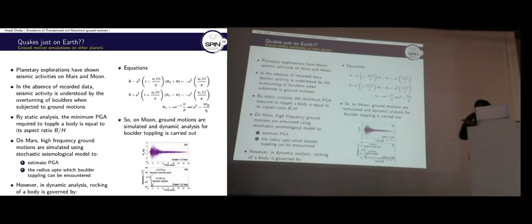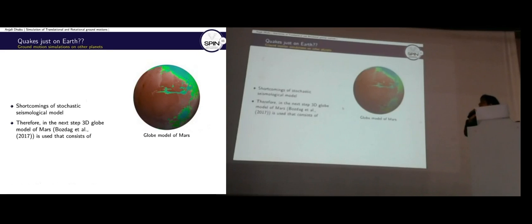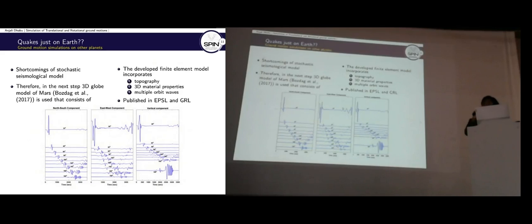This shows one of the analysis like that. For a few analysis, we also found that the boulder would just shake for a while and would come back to its original position, not toppling. However, there were some shortcomings of this model which we used. So finally, we did the finite element model, which was done by Bozdag et al. in 2017. And we developed and we used this model to obtain the ground motions for Mars again. In this, you can see that we are nicely able to capture the multi-orbit waves also, which are observed on these planetary bodies. It incorporates the topography and the 3D variation of material properties as well.